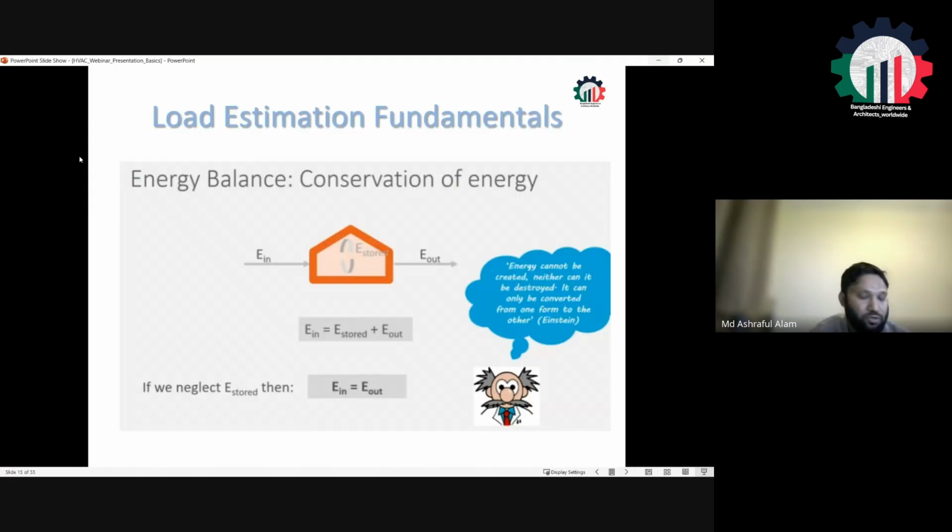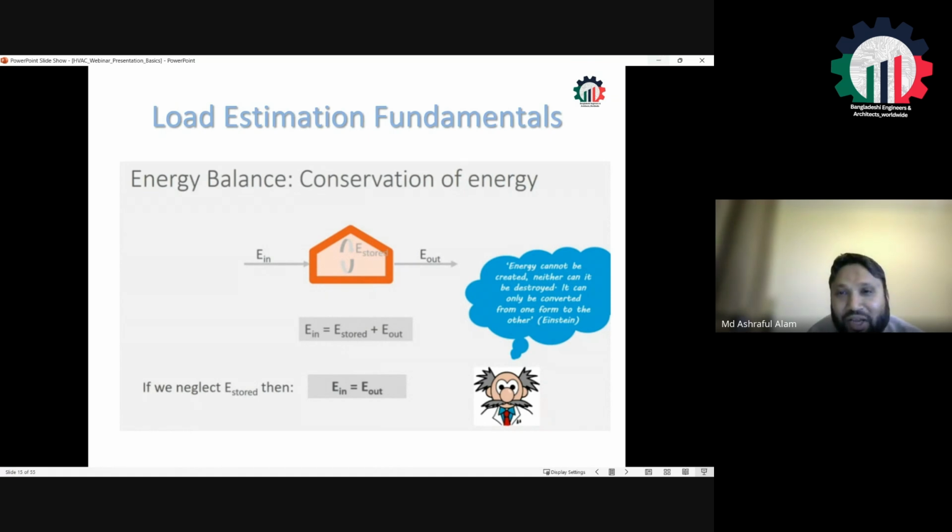So how do we do the load estimation actually? Because I think we know the first law of thermodynamics, which says that energy cannot be created, neither can it be destroyed. It can only be converted from one form to another. It is not Einstein anyway.